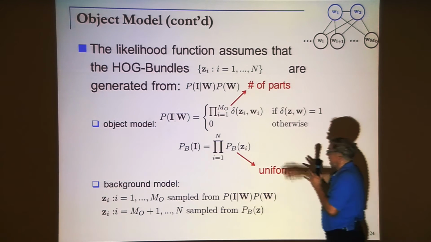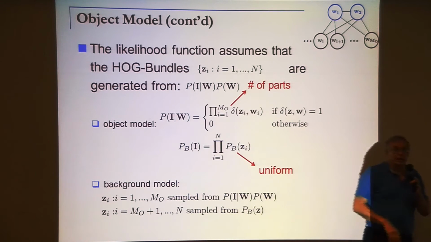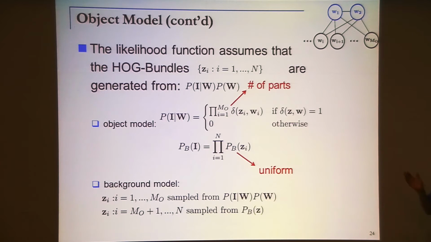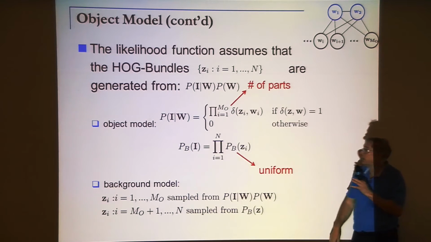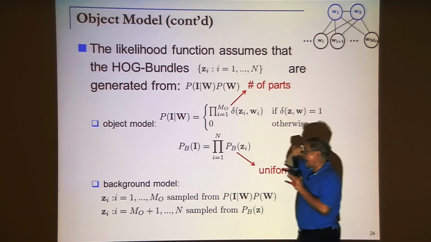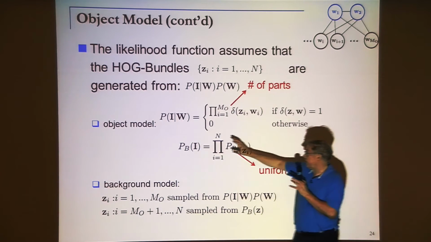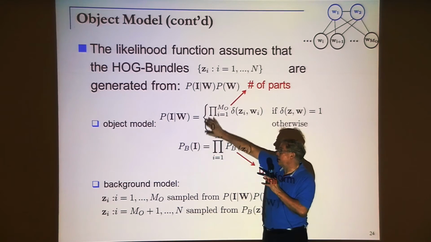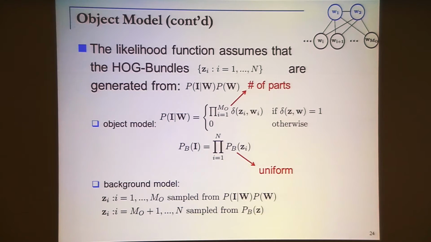And we can have a model generated by the object, and we can have the background model, which is uniform, which is our default model, assuming that all the HOG-Bundles are just generated randomly and put anywhere in the image. Or we could have them being generated by a structure model like that. Our strategy then is to start off with this, build models of that type, and if they describe the data better, keep them.